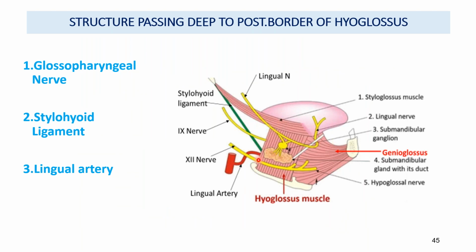Then coming to the relations of the posterior border of hyoglossus, we learned that the posterior border of mylohyoid was the place where the superficial and deep parts of the submandibular gland were continuous with each other. Now, what about the posterior border of hyoglossus? It will be related to the glossopharyngeal nerve, the stylohyoid ligament, and the lingual artery. These three things are closely related to its posterior border.